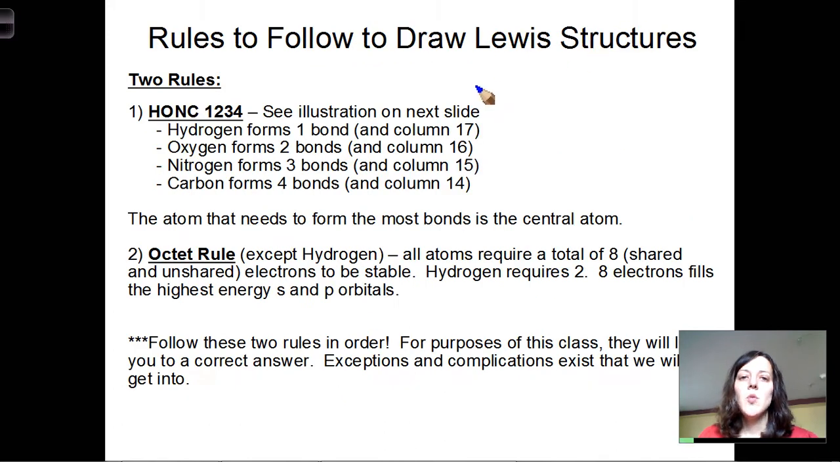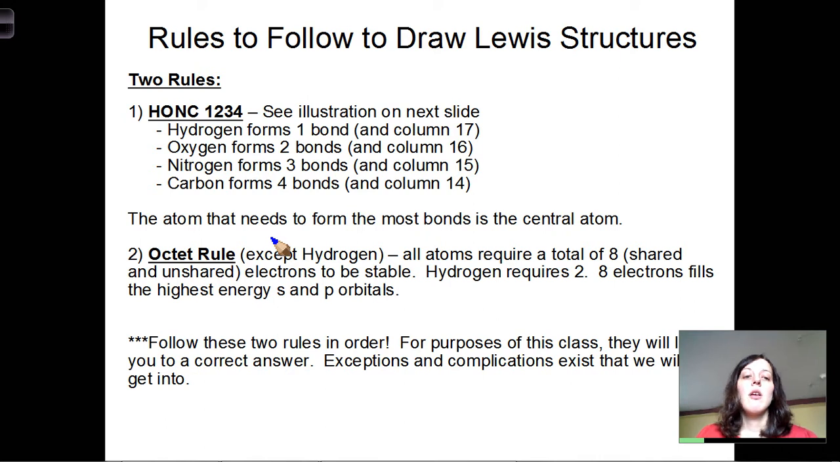Alright, so there are 2 basic rules that we're going to follow when drawing Lewis structures. The first one I just like to call HONC 1, 2, 3, 4, and this is a general guideline to how many bonds an atom will form, meaning hydrogen is going to form 1 bond, oxygen is going to form 2, nitrogen typically forms 3, and carbon typically forms 4 bonds, as well as everything in column 17 forms 1, 16 forms 2, 15 forms 3, and column 14 forms 4 bonds.